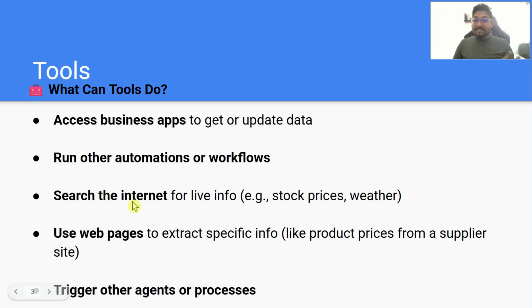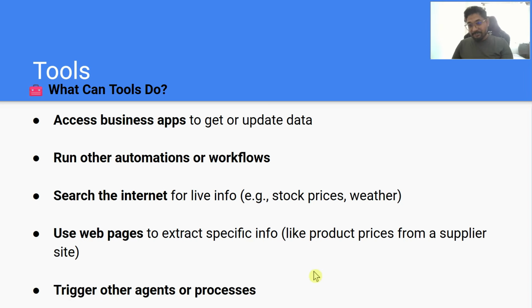Next is search the internet for live info. Let's say your agent is supposed to check stock info, weather info. So you need access to the internet. So you need a tool. You have to provide the agent access. Use web pages to extract specific info like product prices, suppliers. You want to access certain data from a web page. So you have to give certain tools to the agent through which it can access and extract the data.